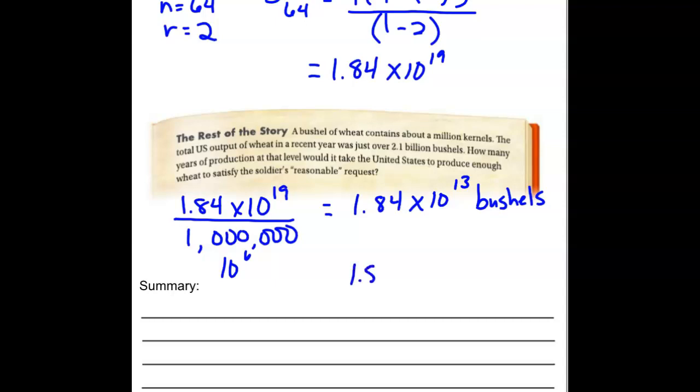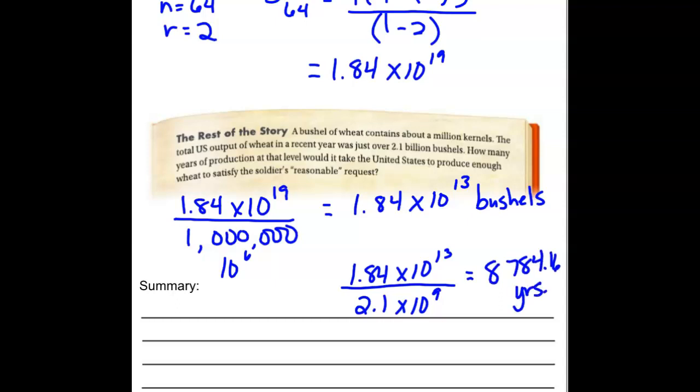So we can take 1.84 times 10 to the 13th, divide it by 2.1 times 10 to the 9th, which is a billion. A billion has 9 zeros in it. If we divide this out, it's going to take 8,784.16 years to create that much wheat. So his reasonable request was really not very reasonable, and the king should not have granted it.